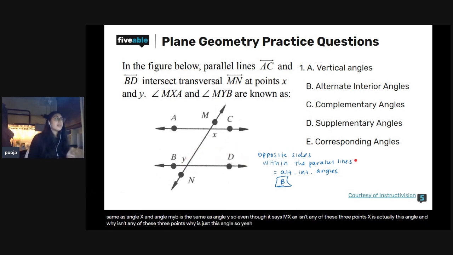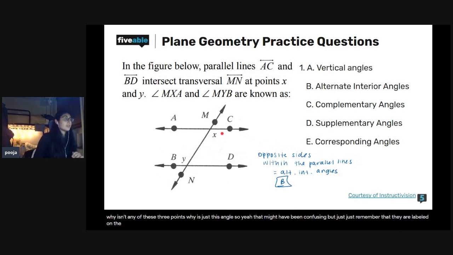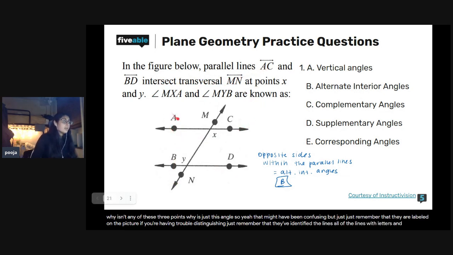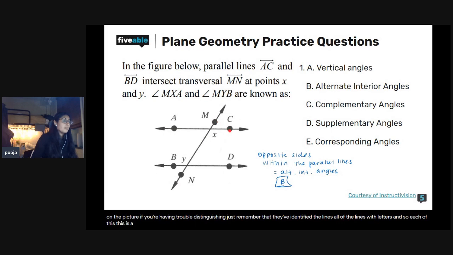So yeah, that might have been confusing, but just remember that they are labeled on the picture. If you're having trouble distinguishing, just remember that they've identified the lines, all of the lines, with letters. And so each of this is A, M, and C. This is B, N, and D. So all of the points are labeled for the actual lines. And then the middle letter here will really be the biggest indicator of which angle we're talking about.